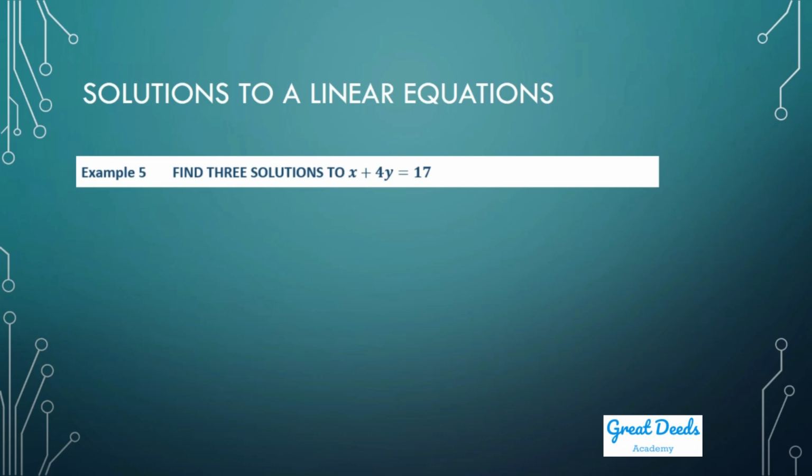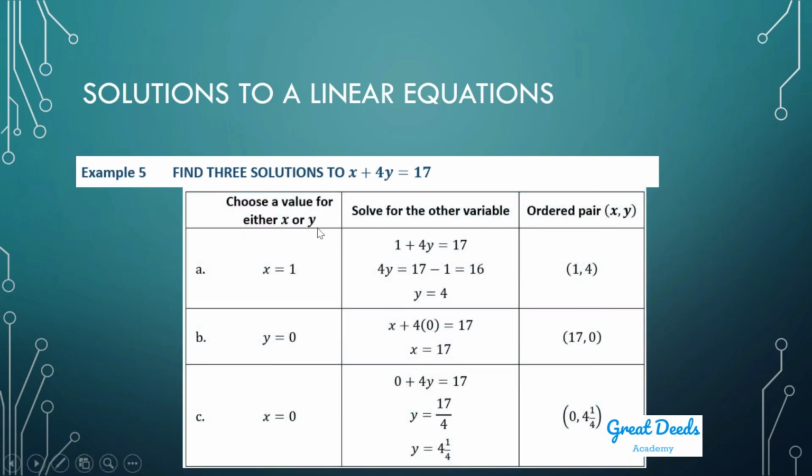Find 3 solutions to x plus 4y is equal to 17. So what I mean here is find 3 ordered pairs that are solutions or are members of the solution set for this equation. Well, choose any value of x. Substitute it to our equation: 1 plus 4 times y is equal to 17. Solve for y. Solving for y, this becomes 4y is equal to 16. y is equal to 4.